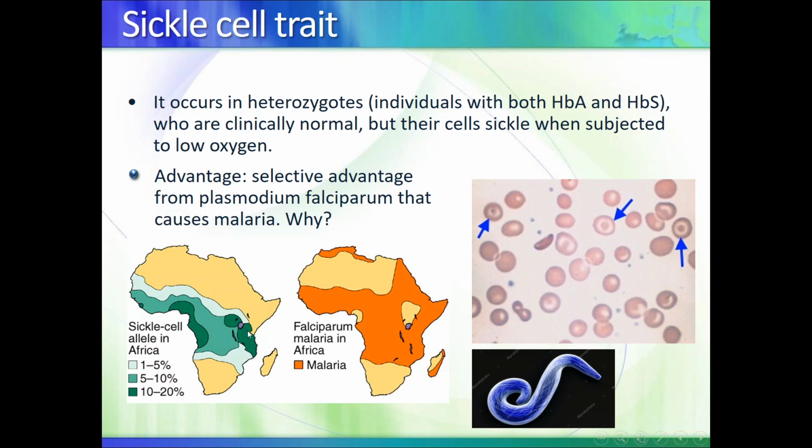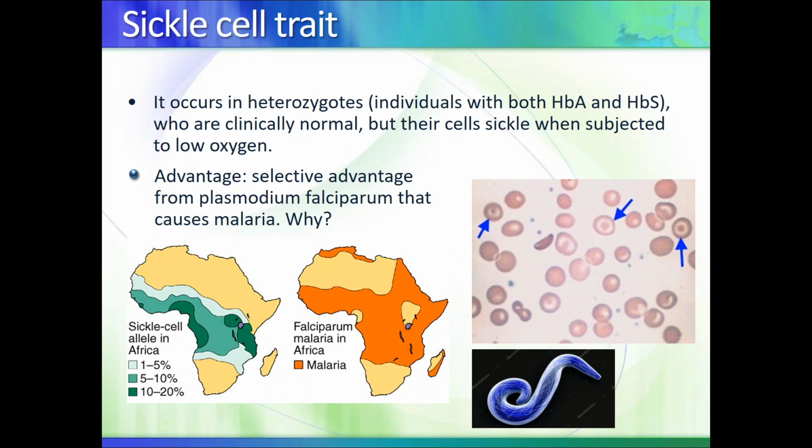Now, notice in this map here you have the distribution of sickle cell allele or the sickle cell trait in Africa, and here you have the distribution of malaria to the right. You can see that there is really this overlap between the two. Now, the reason is that it's really advantageous for individuals who are heterozygous because they do not get infected with this parasite, they do not get malaria, and they can survive for a long time.